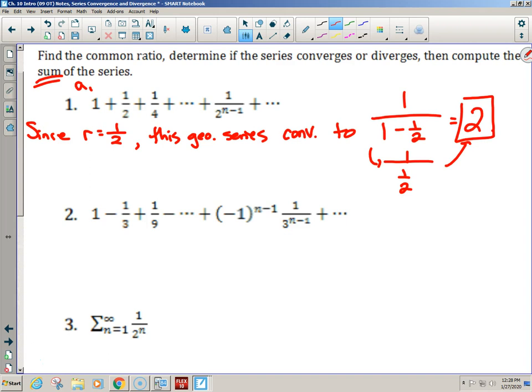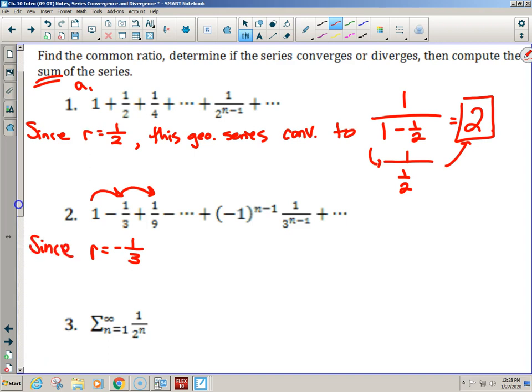Okay, how about number 2? r equals negative 1/3. He's seeing the 1 to 1/3 jump, and he's asking, that only works if it's times 1/3 and then 1/3, but then he sees the negative.